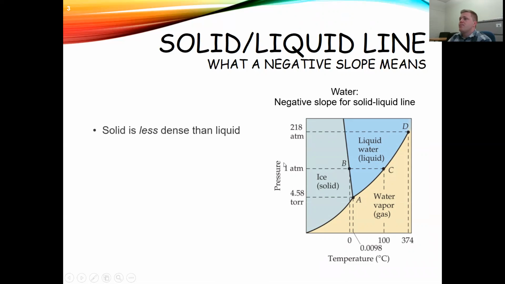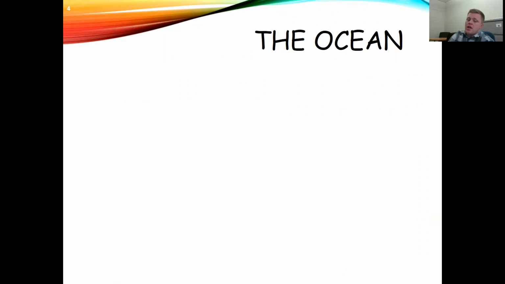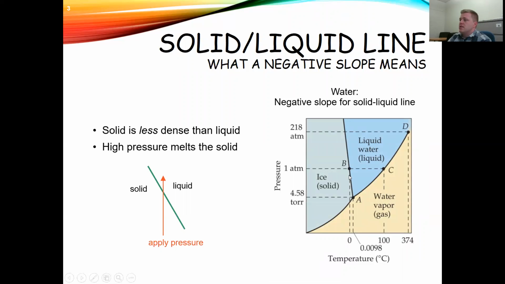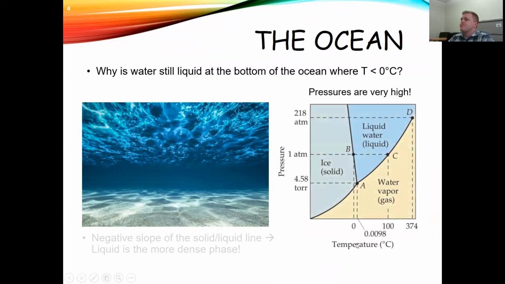What that means, though, is if you increase your pressure without changing your temperature, you can actually get ice to melt by applying pressure to it. This is why at the bottom of the ocean, like in the deep trenches in the Pacific Ocean, where the temperatures are way below 0 degrees Celsius, you're not getting ice, because the pressure is too high down there for ice to form. And so you're just getting liquid water at super cold temperatures. Right?